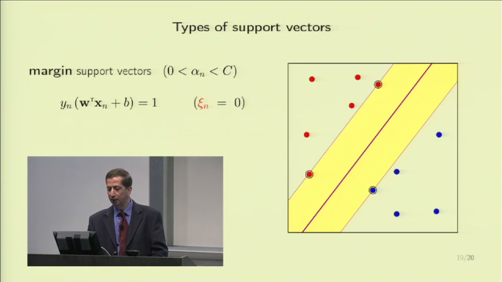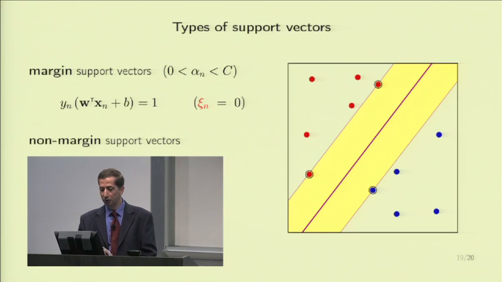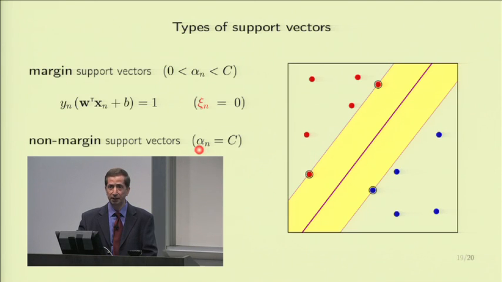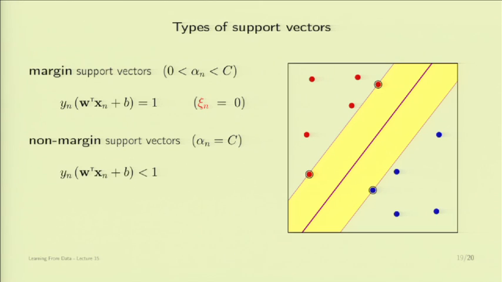Now we add the non-margin support vectors, okay? And by those, we mean that now alpha n equals C, so it's positive. They are support vectors, alpha n is greater than zero, but they happen to hit C, and now I have a slack. The slack psi starts becoming positive, okay? And therefore, the margin is violated. I am less than one, okay? So that's one minus psi, and psi is positive. Indeed, psi is positive in this case, okay? So let's look at those non-margin support vectors and see what they look like, okay?